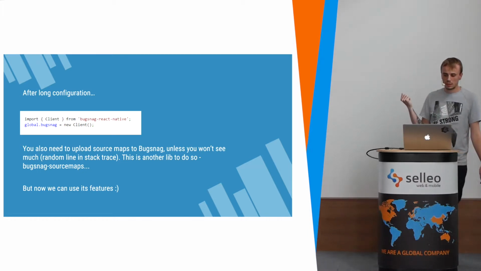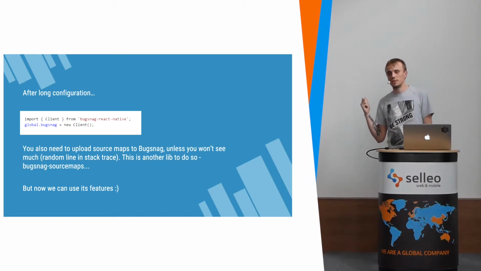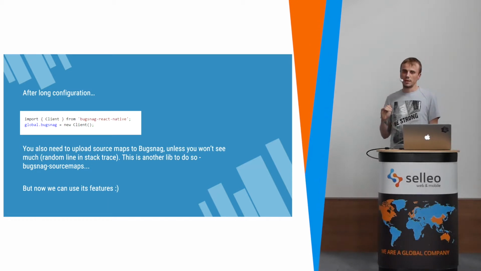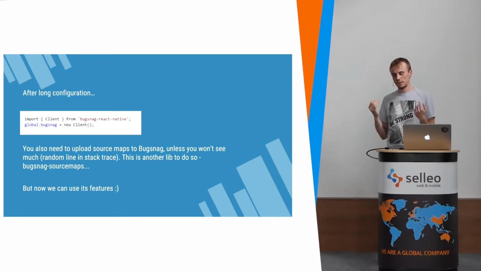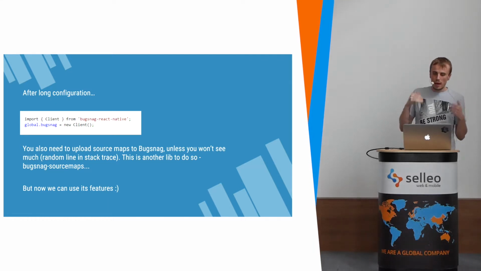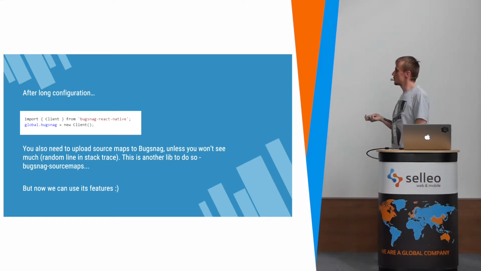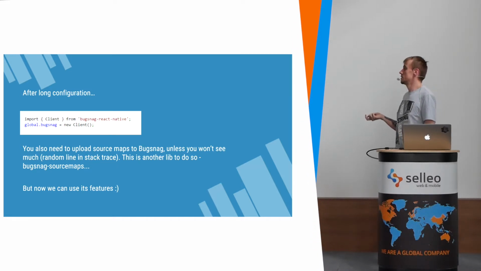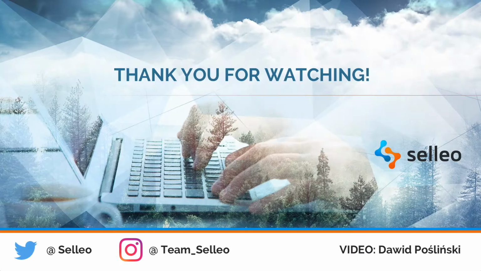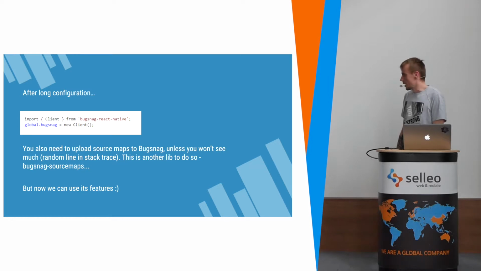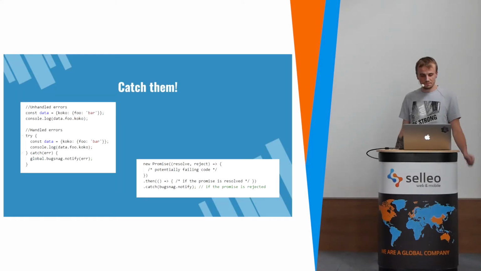Additionally, if you want to see what the problem was, if you want to get the line that fails, you need to upload the source map to Bugsnag, and there is an additional lib to provide this, otherwise you will not get a proper stack trace inside Bugsnag. Okay, but let's see the features.